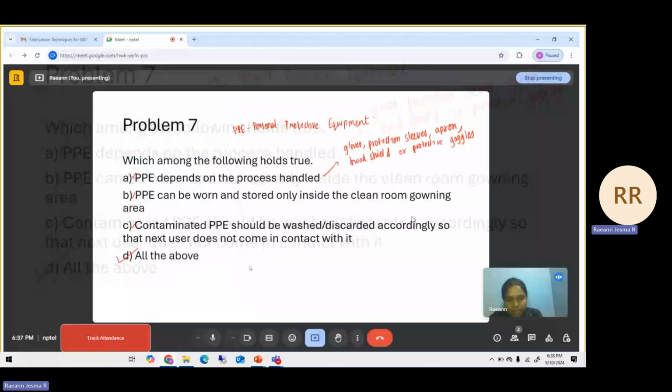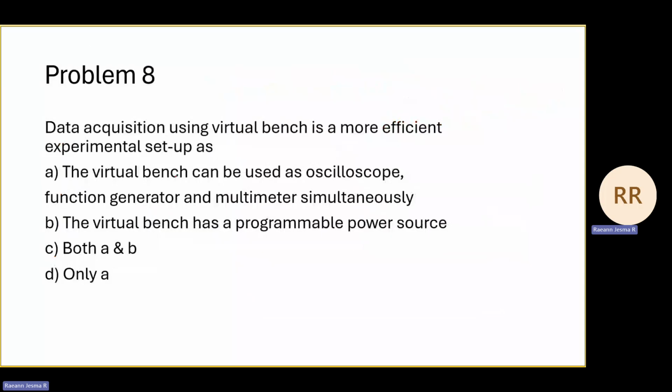Data acquisition using virtual bench is a more efficient experimental setup as option A, the virtual bench can be used as oscilloscope, function generator, and multimeter simultaneously. Option B, the virtual bench has a programmable power source. Option C, both A and B. Option D, only A.